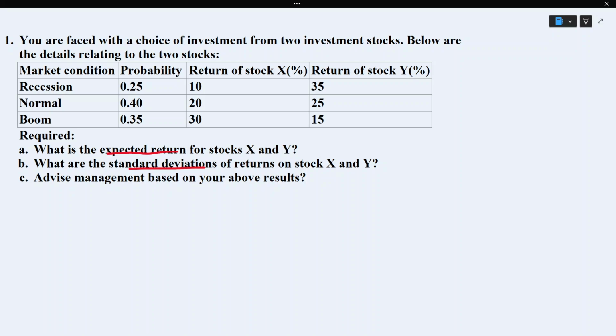How do you find the expected return? In fact, what is expected return? The expected return is basically the average return an investor anticipates receiving from an investment over a period. We have two stocks here, stock X and Y. So the expected return on investment is given by summation, that's sigma, of probabilities times the returns.